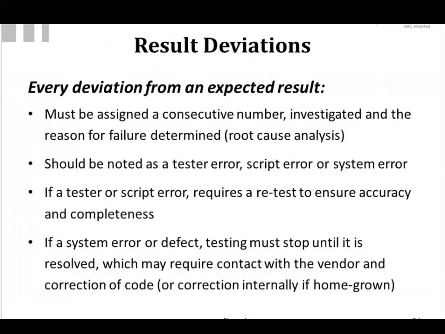So every deviation or discrepancy from your expected result has to be assigned a consecutive number. It has to be investigated, and the reason for failure has to be determined through root cause analysis. You have to resolve it before you can move on. And it should be noted as one of those 3 types of errors we talked about: a tester error, a script error, or a system error. If it's a tester or script error, it requires you to retest to make sure everything is accurate and complete.